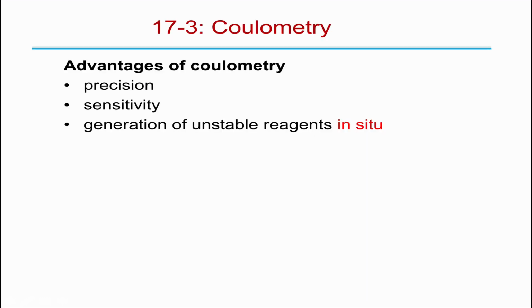So the advantages of coulometry are precision. Because you can count electrons really carefully, it's very precise, it's sensitive, and you can actually, at times, generate reagents in situ, which means in the reactor, that might not be stable. So if they're not stable, you couldn't put them in, say, a burette.